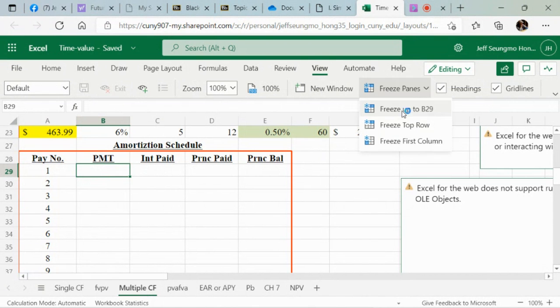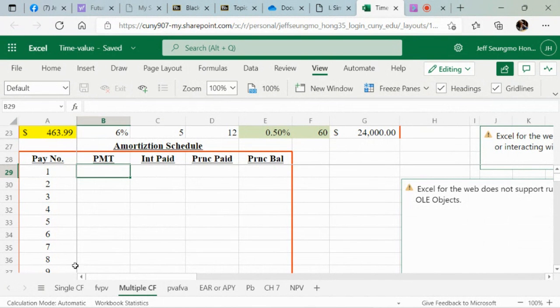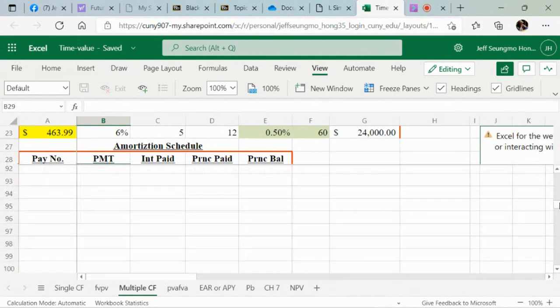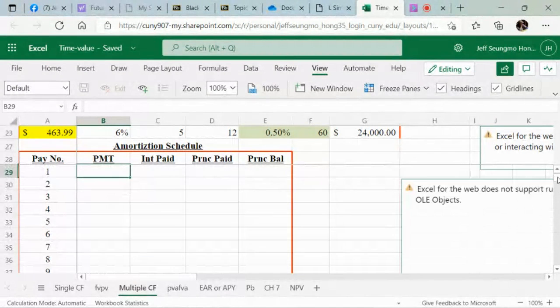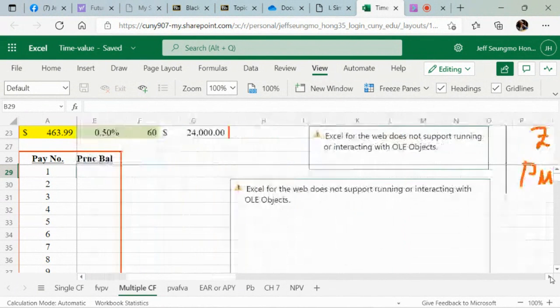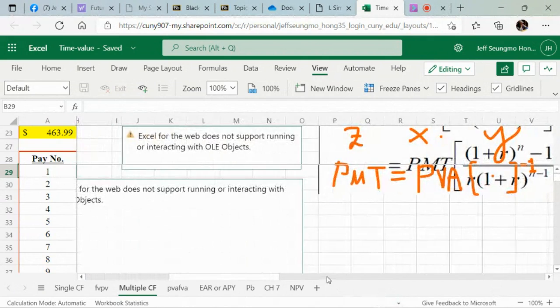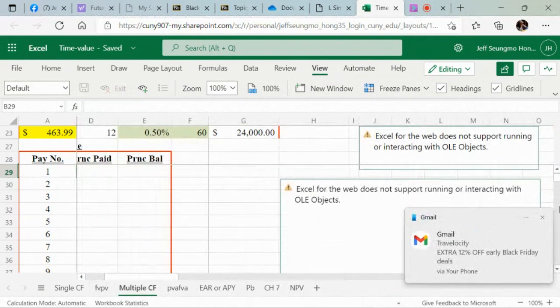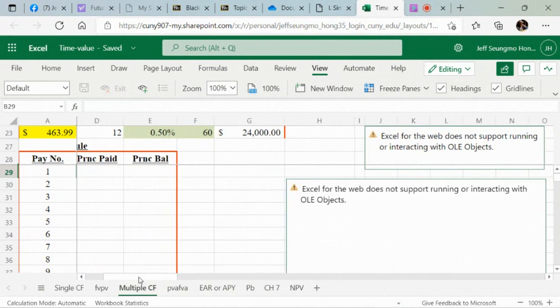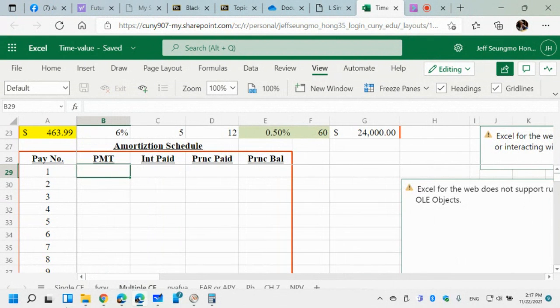If you do that, you will see a vertical line and a horizontal line appearing, to the right and above B29. That means as you scroll down, you won't lose sight of the label. And even as you scroll to the left, you don't lose sight of the label, in other words, what month it is.